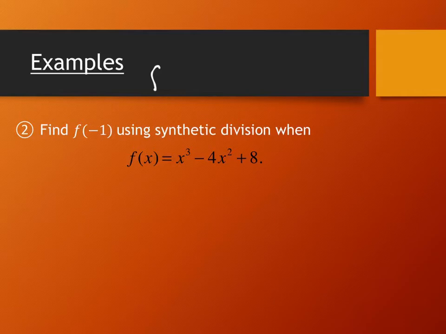So let's plug in -1. So if I do -1 cubed minus 4 times -1 squared plus 8. What will I get? For your final answer.